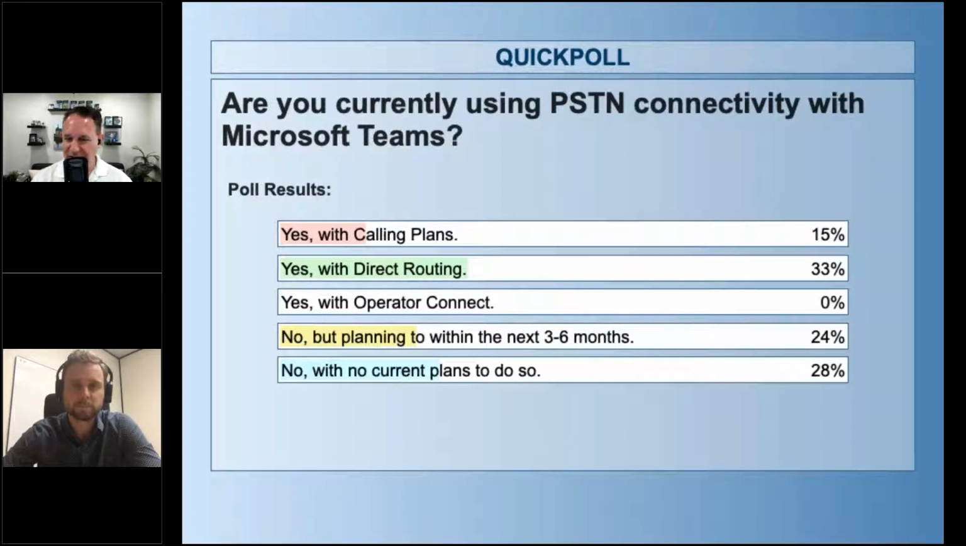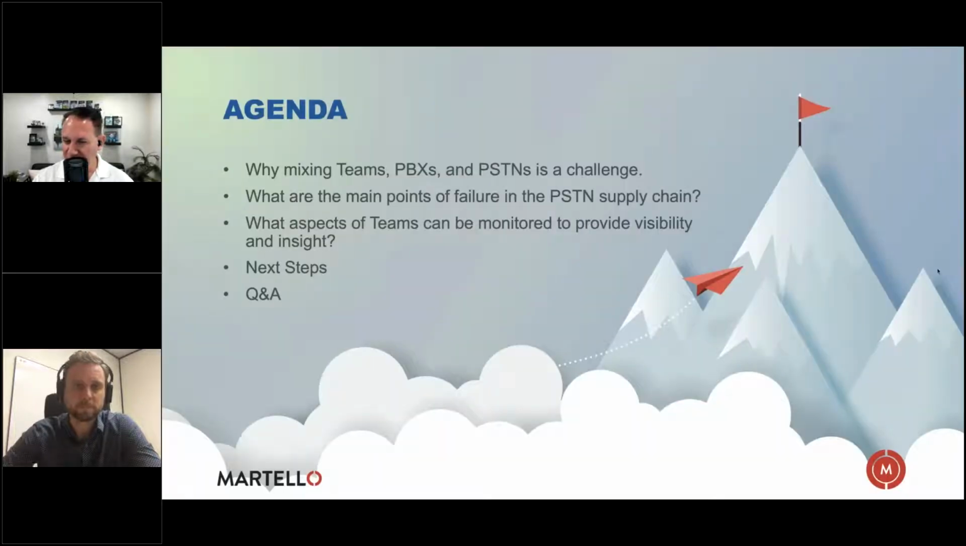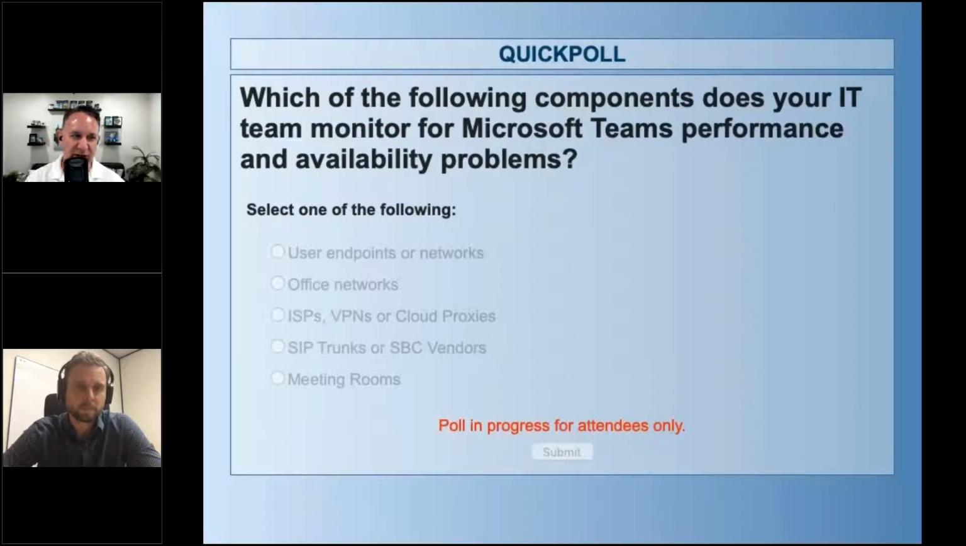So let's jump to the second one, and we'll hide those results here. The second one is somewhat related, but again, interact with the screen. Which of the following components does your IT team monitor for Teams performance and availability problems? You can see you've got a couple of factors here that come into play: endpoints, the networks you might have internally, the Microsoft Office 365 networks, your ISP, VPN usage, cloud proxies, SIP trunks, SBC vendors, meeting rooms specifically, that kind of thing.